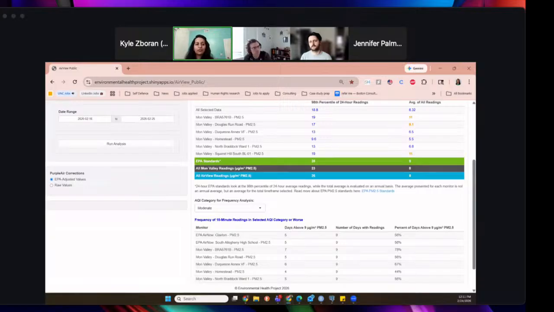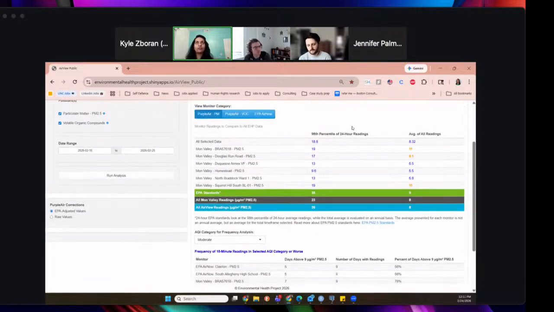Okay. In this view, we're looking at the summary table that shows 2 key metrics for the selected time frame. The first column shows the 98th percentile of 24-hour readings. This represents one of the highest daily average readings recorded at each monitor during the selected time period. The EPA uses the 98th percentile of 24-hour averages to evaluate its daily standard for certain pollutants, including PM2.5.